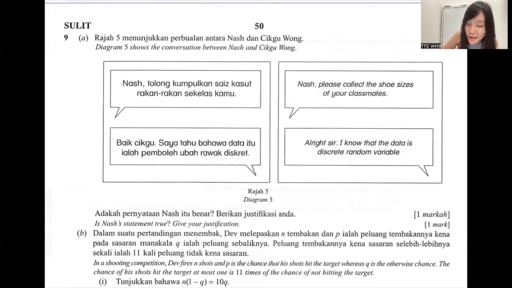Give your justification to explain one, my dear. So guys, when I read it, the keyword is discrete random variable. You guys should know. It's under Form 5, Chapter 5. It's probability distribution, that chapter again, okay? What is discrete random variable? Discrete, that means countable. Able to count, okay? So my dear, can count or not? Okay, now look. Nash, please collect your shoe size of your classmate. Classmate such shoe size. Can count or not?